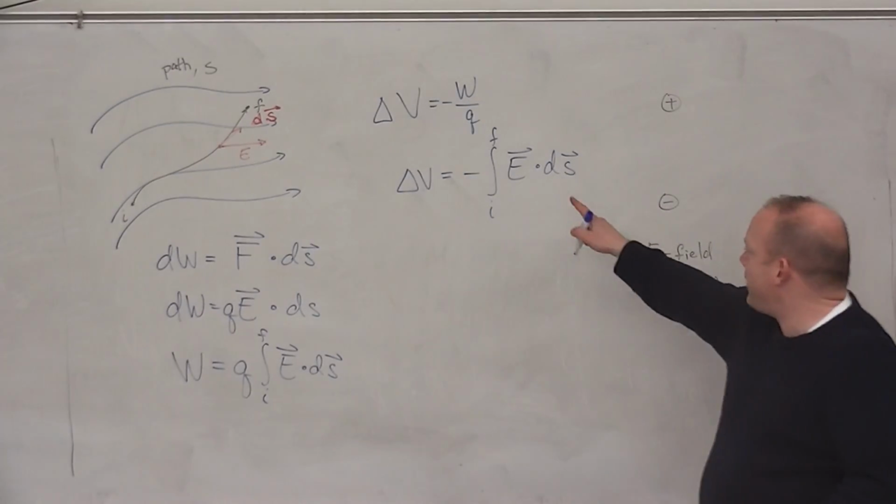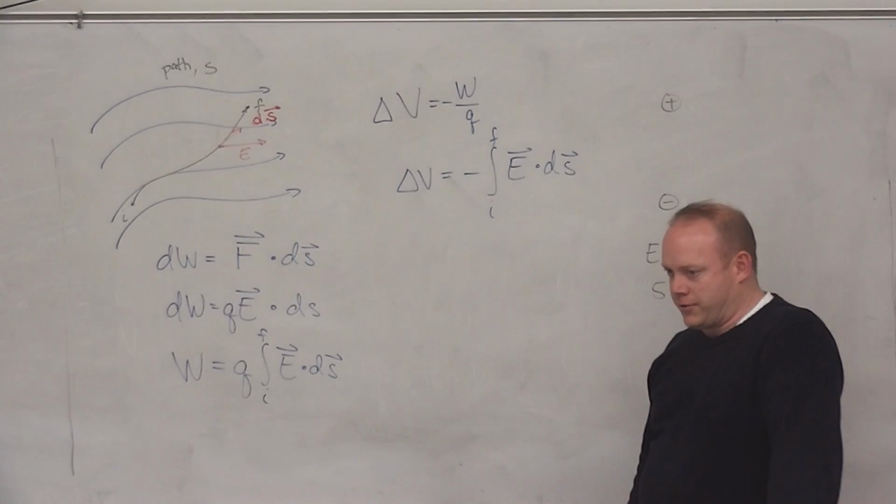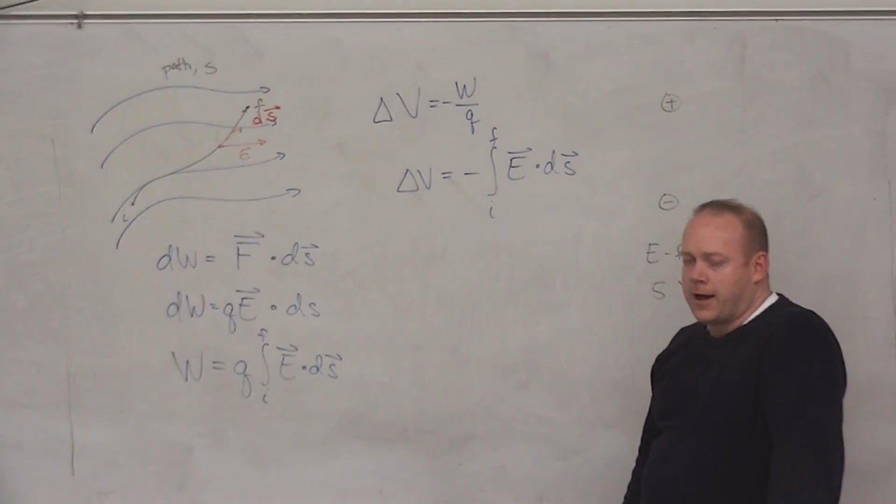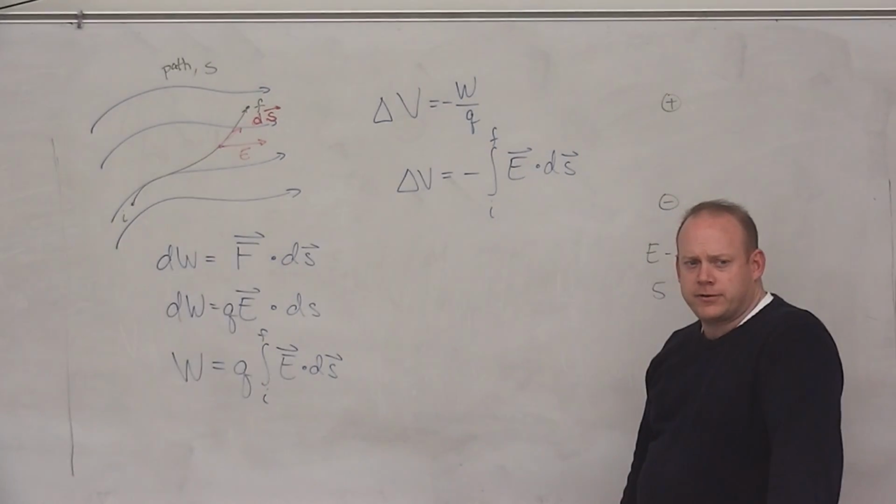Now, the thing about this, this is what's called a line integral. That ds means that you have to follow along the path. Have you done line integrals in BC?